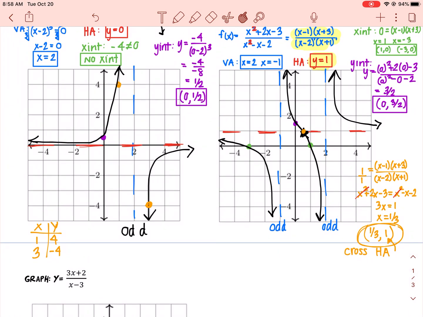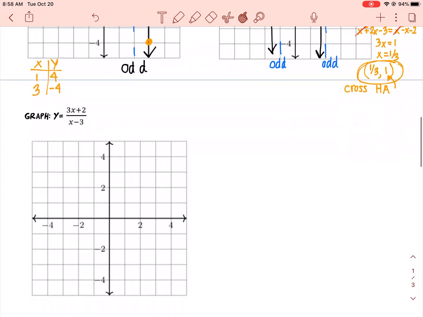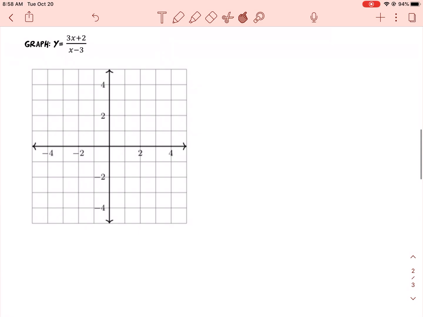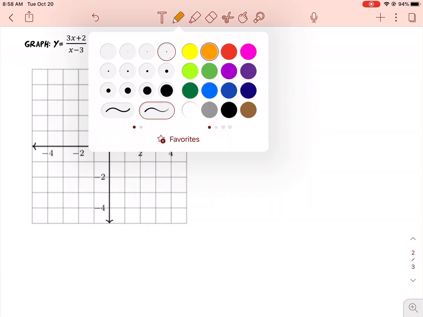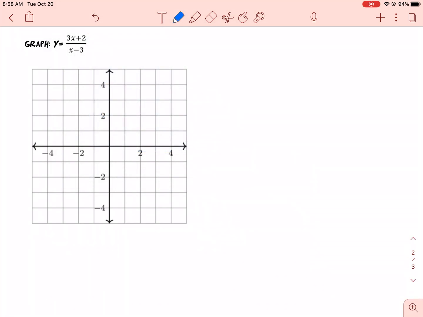Okay, I know this is long, but this is a lot of practice and we need it. Last one, if you feel confident, please try it on your own and then we can verify in the end. Okay, first thing, we want to factor top and bottom. Can't do that. Can't cancel, so no holes.